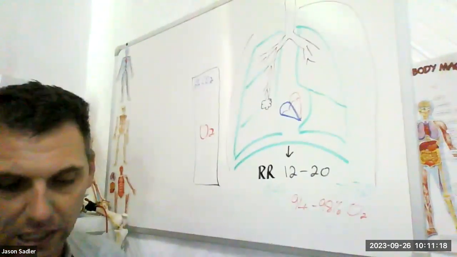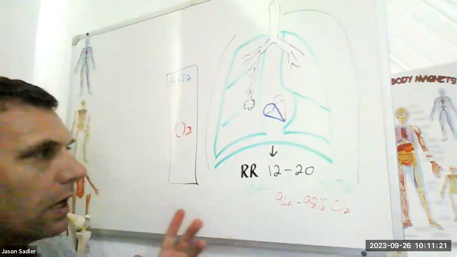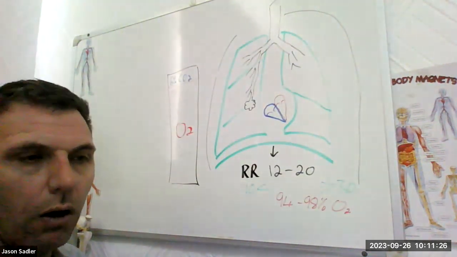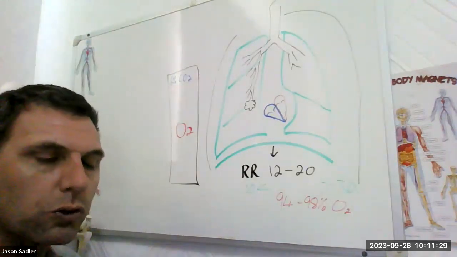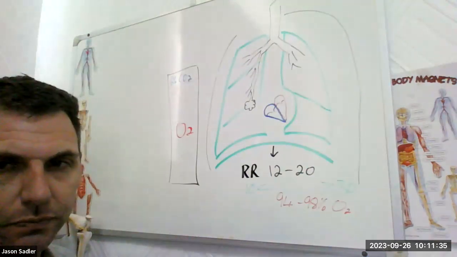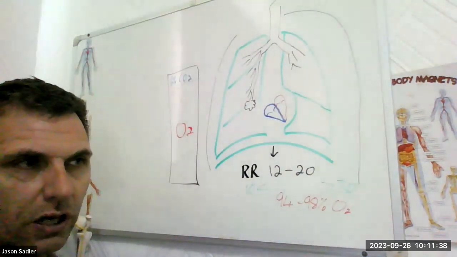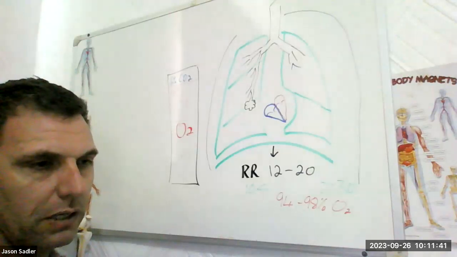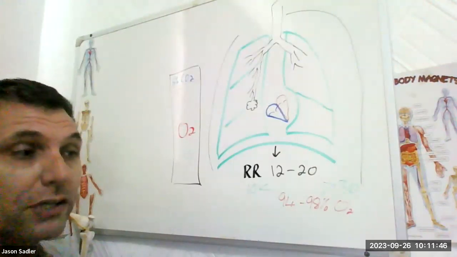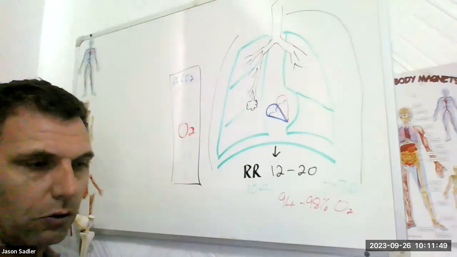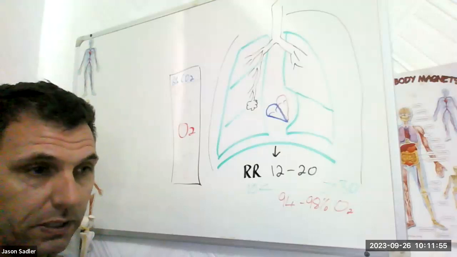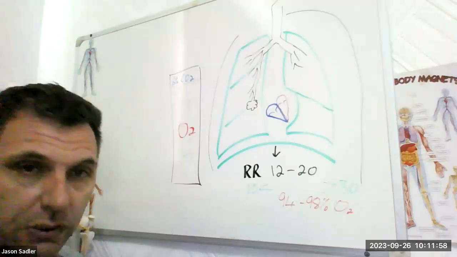Because if we measure atmospheric air and see what's around, yes, there's 20.8% oxygen. There's only 0.4% carbon dioxide in this atmosphere around us. That is it. So as I breathe in 21% oxygen, I also breathe in 0.4% carbon dioxide. That's what I breathe in.